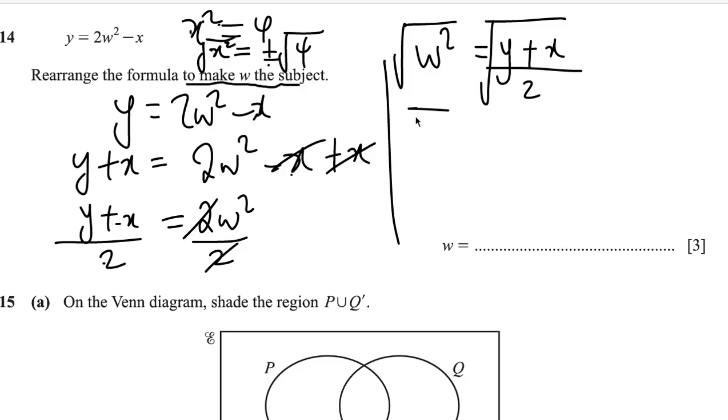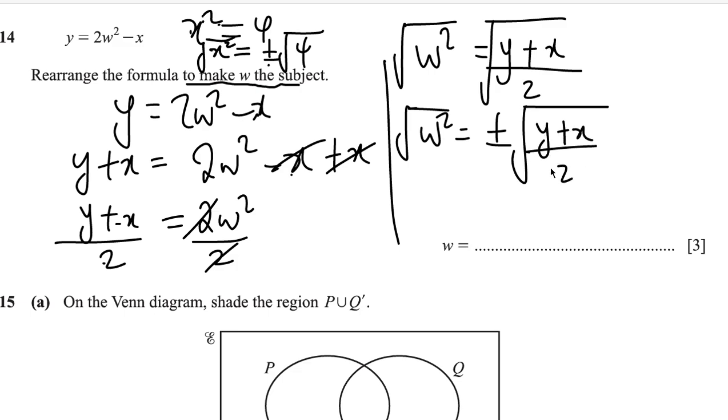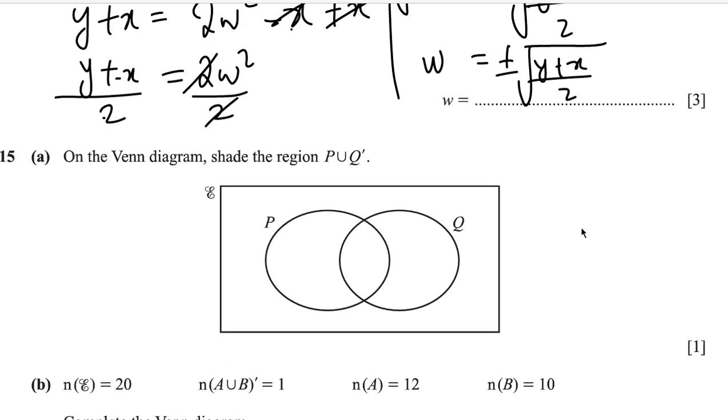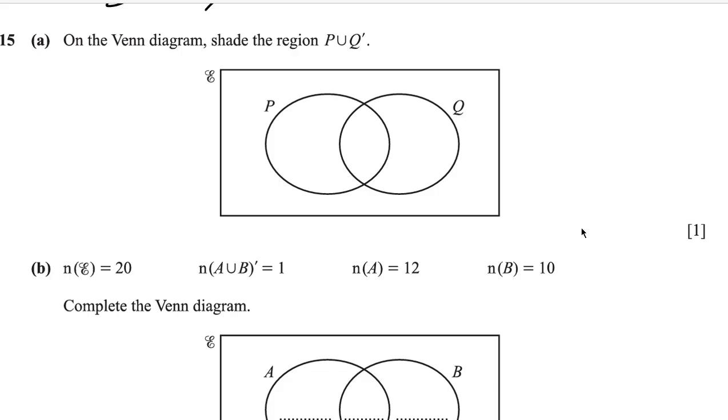So what we're going to have is the square root of w squared is equal to plus or negative square root of y plus x over 2. Because it could be positive, it would give the same, right? Just like in this case, when negative 2 was squared, it gave 4. When 2 was squared, it still gave 4. So the square root of w squared is going to be w, right? So w is equal to plus or negative the square root of y plus x over 2, right? That's it. Question 15 says, on the Venn diagram, shade the region P union Q complement, right?